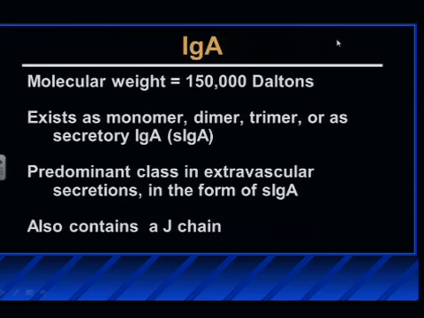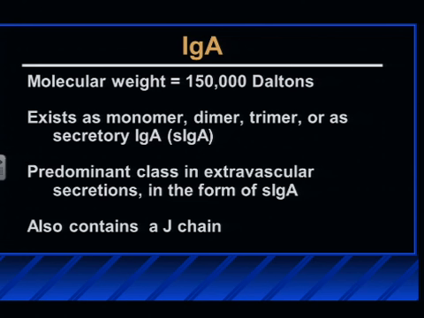And then you got IgA. IgA is the predominant class in extravascular secretion. What are extravascular secretions? Mucus, saliva, tears, breast milk, okay? All those contain IgA in the form of secretory IgA, okay?